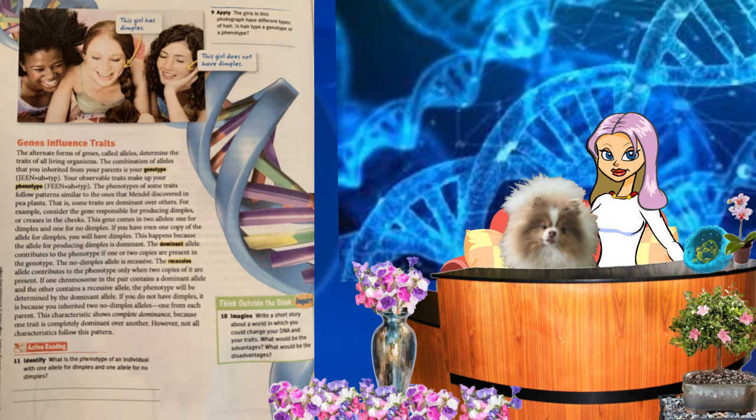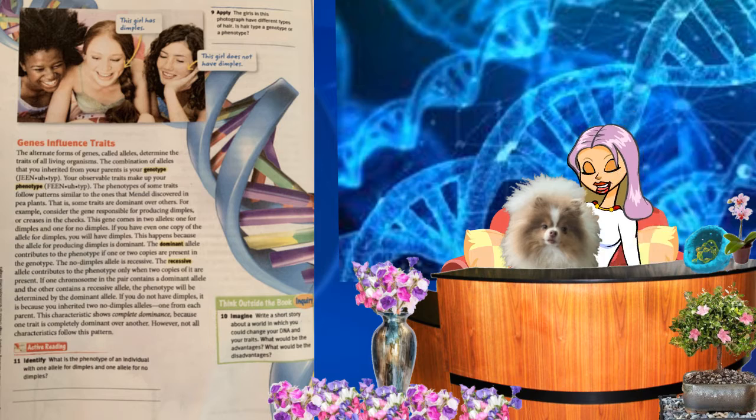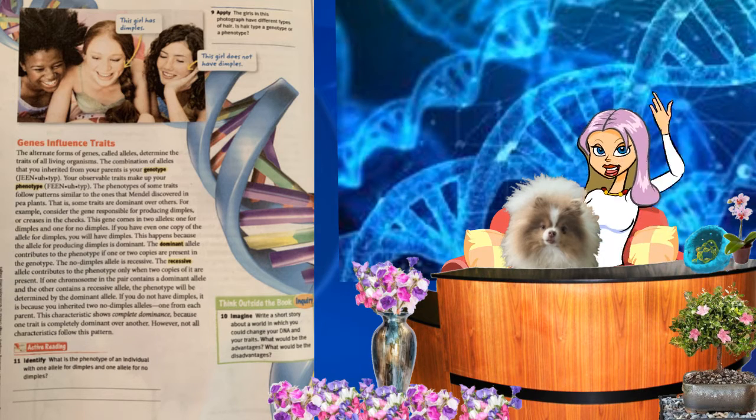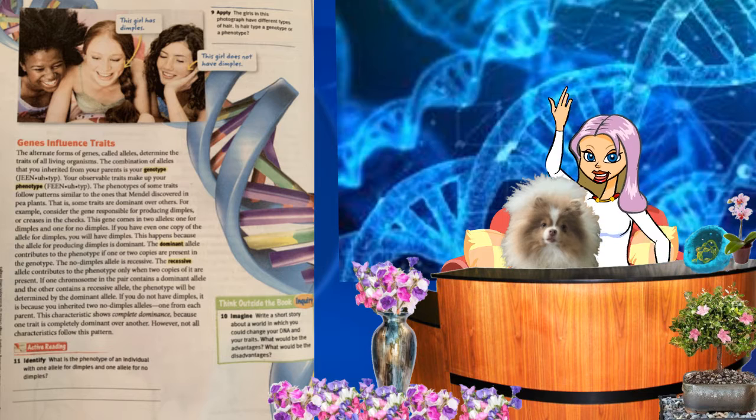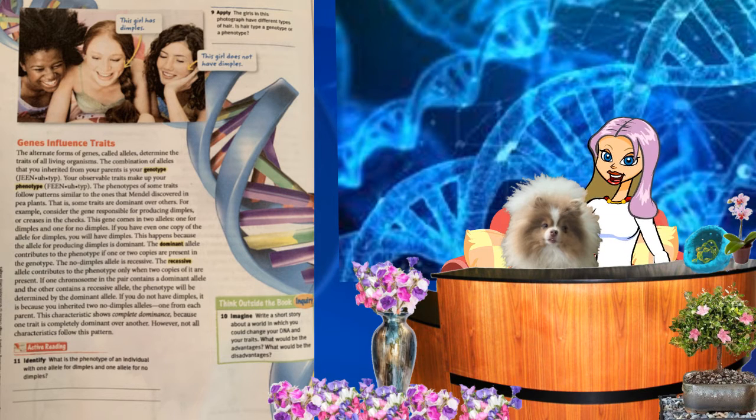If one chromosome in the pair contains a dominant allele and the other contains a recessive allele, the phenotype will be determined by the dominant allele. If you do not have dimples, it is because you inherited two no dimples alleles, one from each parent. This characteristic shows complete dominance because one trait is completely dominant over another. However, not all characteristics follow this pattern.